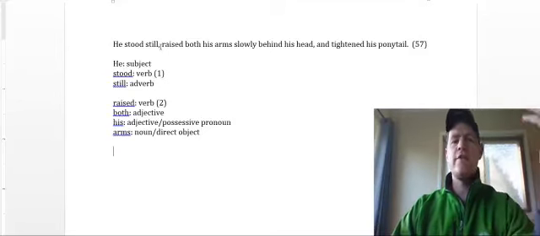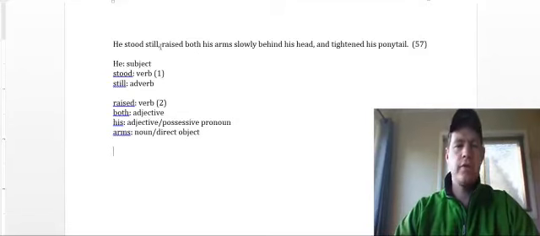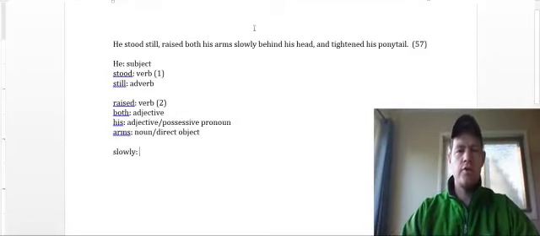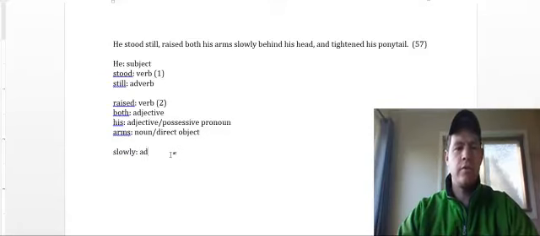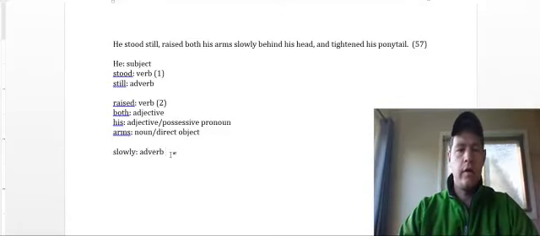Now, how did he raise his arms? Okay, the next word is slowly. What's that describing? It's describing raised. Because we could also rearrange the text a little bit, right? We could say, he stood still, slowly raised both his arms, and then it becomes, I think, a little bit more clear what he's doing. So slowly is an adverb, and it is describing raised.